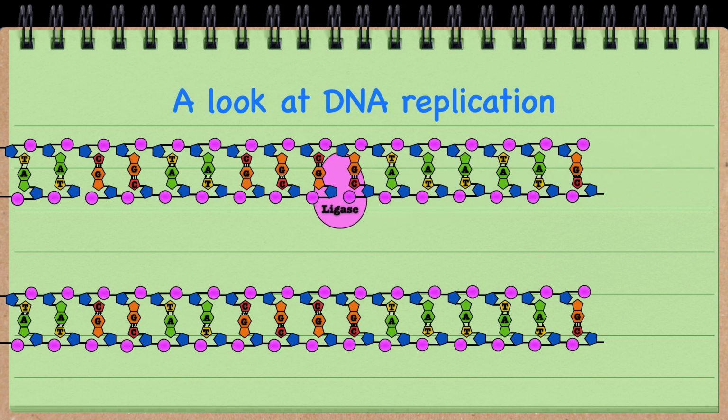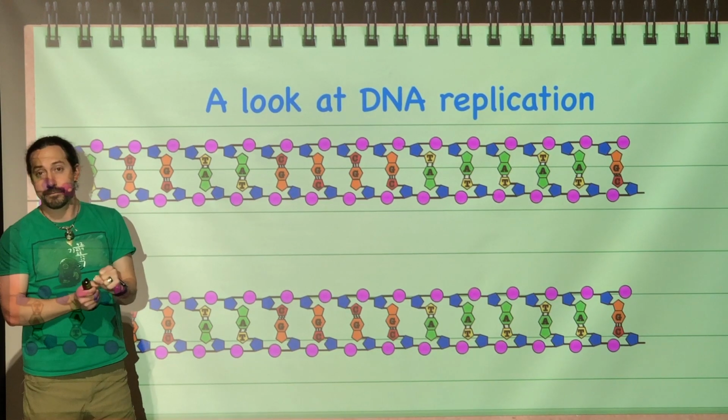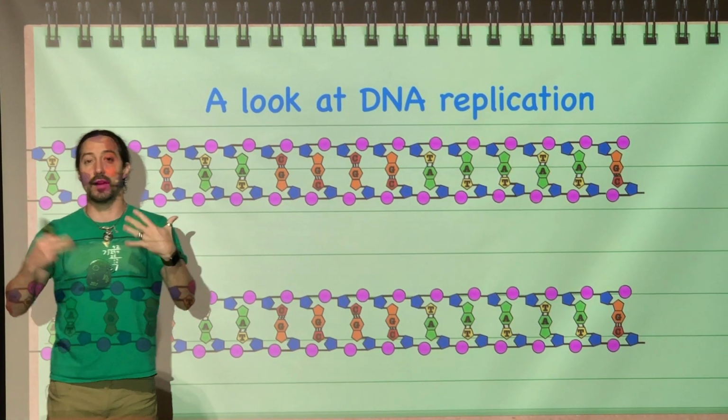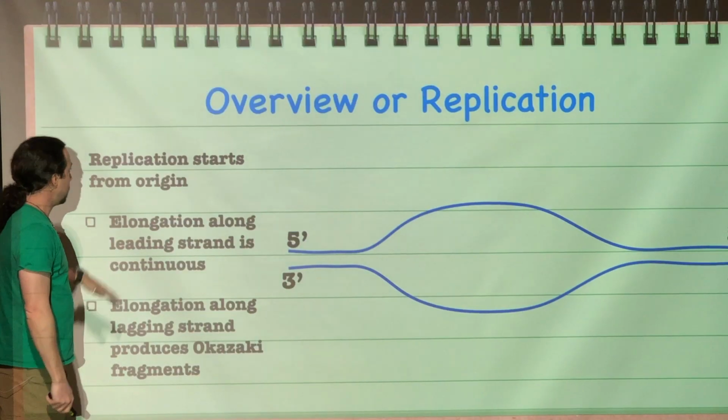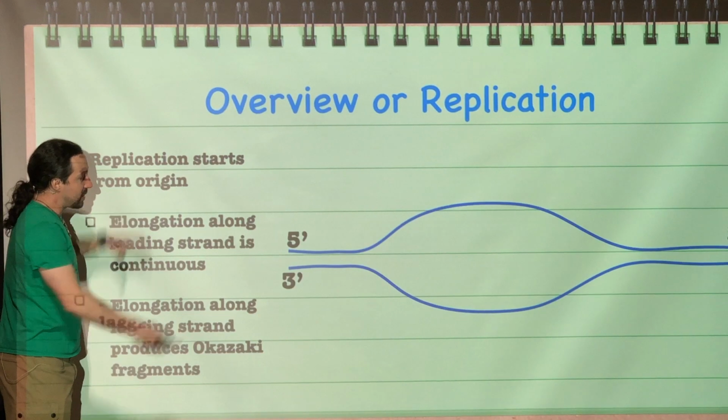And that is where DNA ligase is going to come in and join these fragments together. So our ligase enzyme will come in and build that bond between those nucleotides. So now they are all joined as one. That is the process of DNA replication. It always starts at the origin.